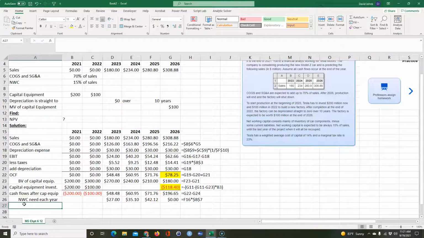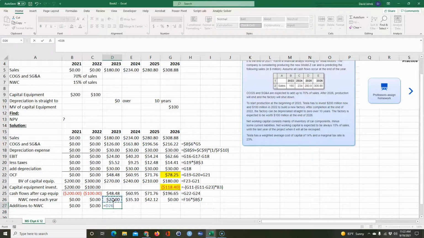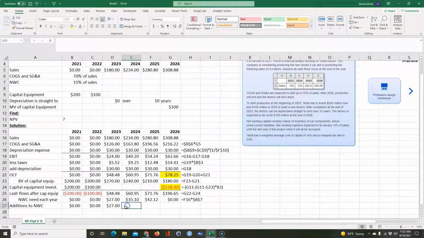But really, we want the additions to net working capital. We don't want how much is needed. Net working capital is a little bit weird. So this first, I'm going to go ahead and just copy. I'm going to put 0 here, 0 here, 0 here, 0 here, because we don't need any. So this first year, we need 27 million, right? Now the next year, we only need 35 10, so it's going to be equal to this.